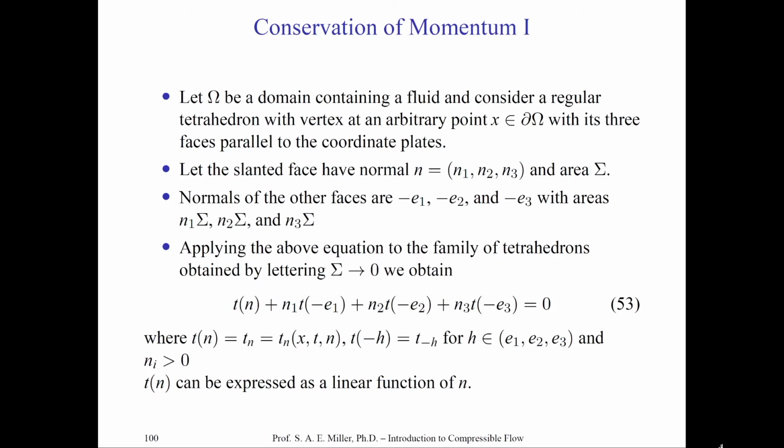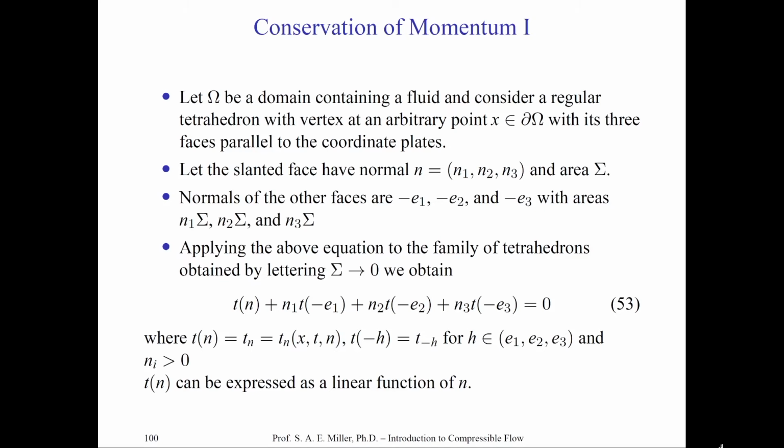We can now apply equation 52 to the family of tetrahedrons by letting the limit of sigma go to 0, just like we did in the simple case in 52. And we'll arrive at the same type of equation. It'll be T of the unit normal plus n1 T of negative e1 plus n2 T of negative e2 plus n3 T of negative e3, and they'll all be equal to 0. Here, Tn will be equal to Tn of x, t, n, and T of negative h will go as T of negative h for some h being e1, e2, or e3.